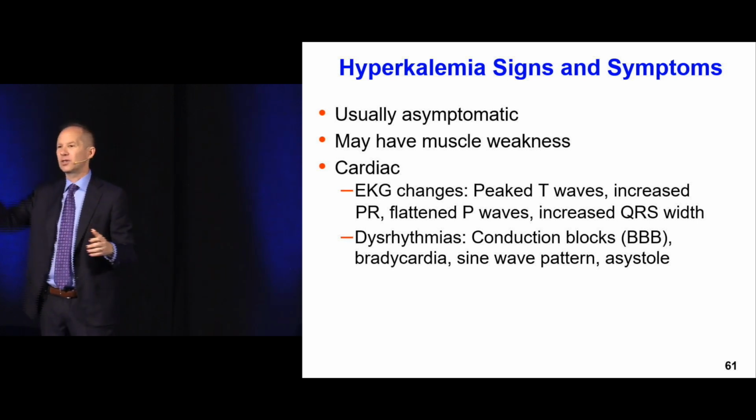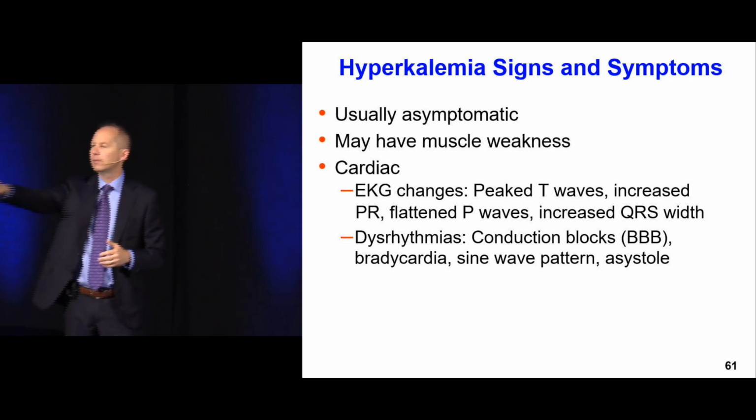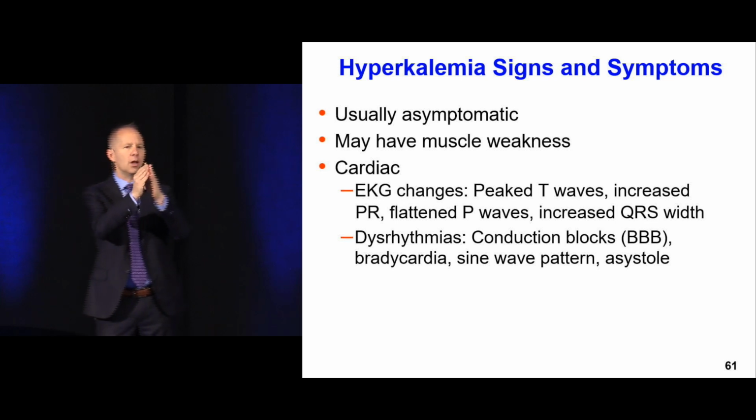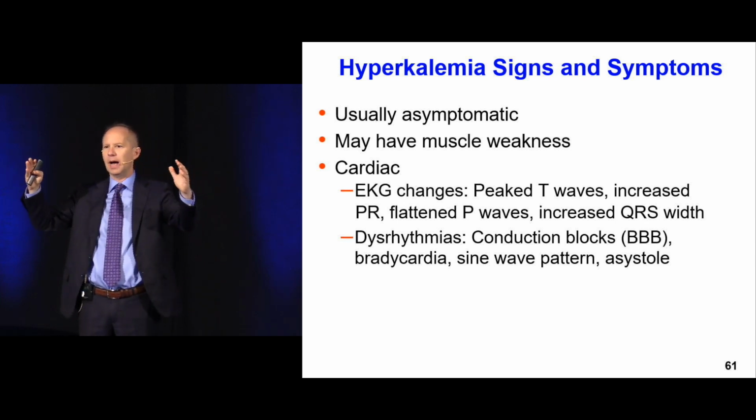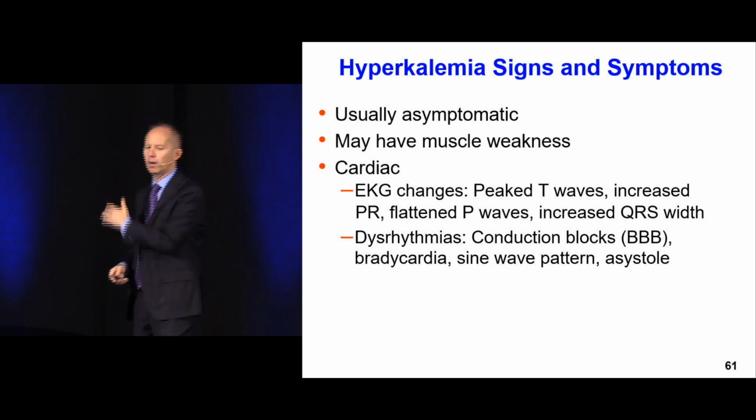Then that degenerates into a sine wave, very pretty sine wave. And then everyone's last rhythm, asystole, okay? So peaked T waves, long PR, long QRS, bundle branch block, sine wave, asystole. And obviously the higher the potassium, the more you are along that pathway.